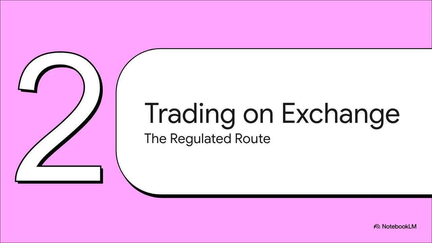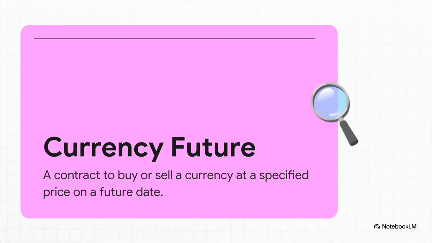So let's start with the path that probably feels a bit more familiar, especially if you've ever traded stocks. We're talking about trading on a centralized exchange. The classic instrument you'll find here is something called a currency future. It's a formal, legally binding contract to exchange currencies at a price you agree on today, but for a specific date in the future. And the keywords there are standardized and future date.